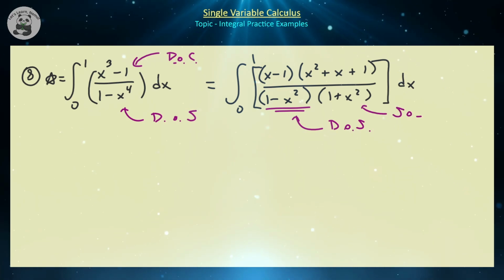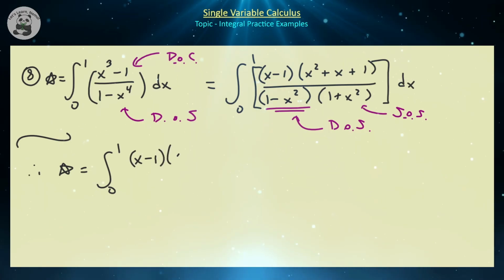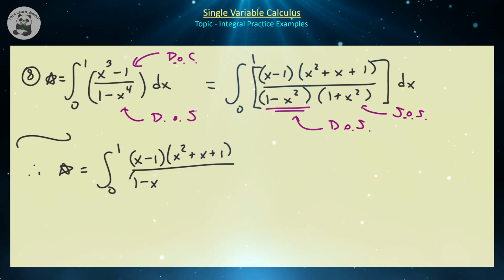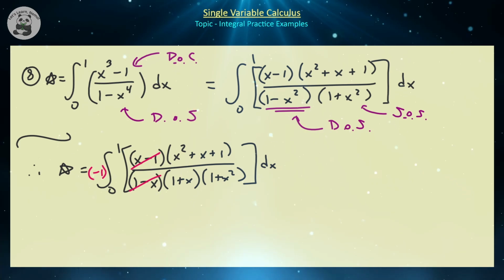Then I'm going to factor this expression because that's also a difference of squares. That's going to be a sum of squares, but that only factors over the complex numbers, which we don't want to do. So therefore, our integral is going to be equal to the integral from 0 to 1 of x minus 1 times x squared plus x plus 1 all over 1 minus x, 1 plus x, 1 plus x squared dx. Right? So notice that we have an x minus 1 and a 1 minus x, which cancels in the inverse fashion because they're just opposites of each other.